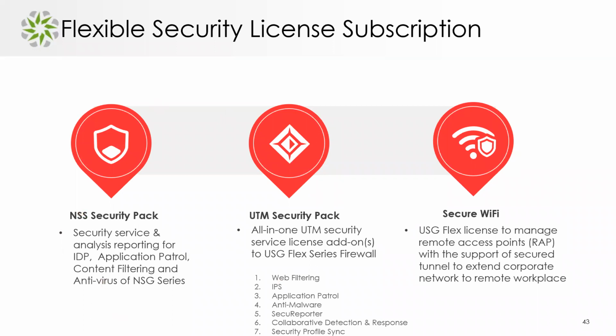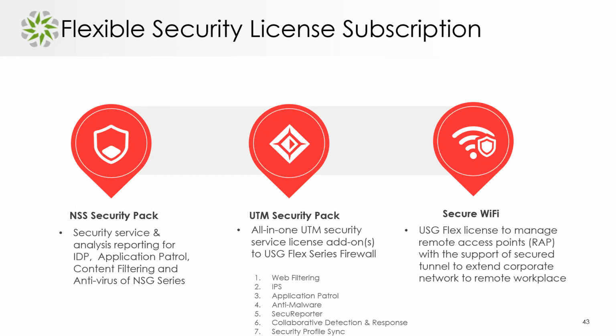If you're using one of our older NSG gateways, you buy the NSS Security Pack. If you're using a USG Flex, you use our UTM Security Pack. If you're using an ATP, you buy a Gold license to unlock those UTM features. And the specific UTM features vary based on which hardware it is and which license you're buying.